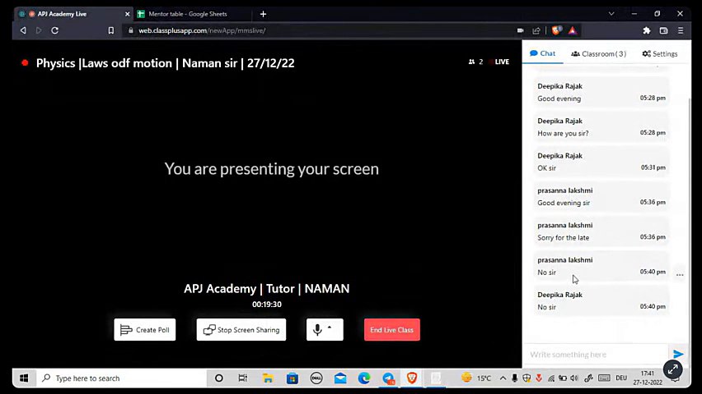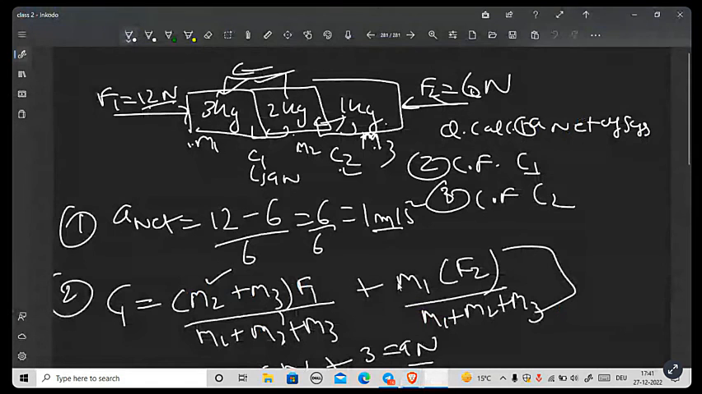No, sir. Okay, both of you are not clear. Okay, we can do this again. Dekho. I know that both of you know how to calculate acceleration. So acceleration is nothing but net force upon net mass. So net force is 6 because the forces were in opposite directions, 12 Newton and 6 Newton. They both act in opposite directions. That is why the net acceleration is 1 meter per second square.